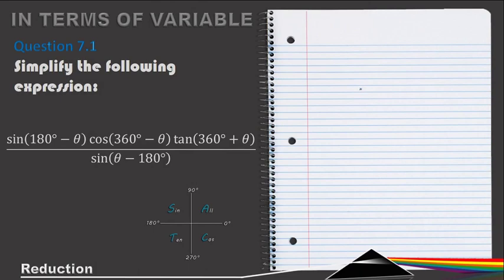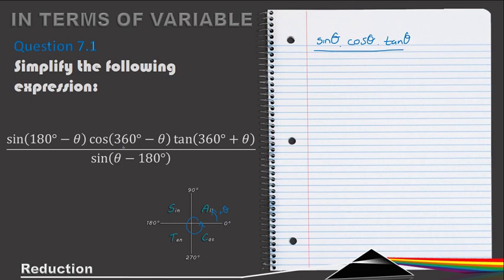Okay, so now for question 7.1, and we have sine of 180 minus theta. So 180 minus theta falls in sine's quadrant, so it's going to be positive there, so it's sine theta. Then 360 minus theta falls in cos's quadrant, so it's also going to be positive there. Then tan of 360 plus theta. So 360 is a whole revolution, and then plus theta is just in the first quadrant, so everybody's positive there, so this just becomes tan theta. This is over.